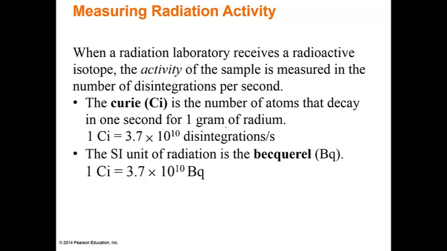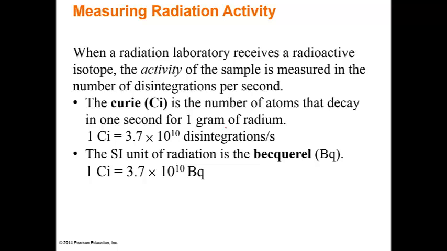When a radiation laboratory receives a radioactive isotope, the activity of the sample is measured in the number of disintegrations per second. The Curie is the number of atoms that decay in 1 second for 1 gram of radium. Does it sound like a constant to me? Yeah, I think it is. All right, so we do have a constant.